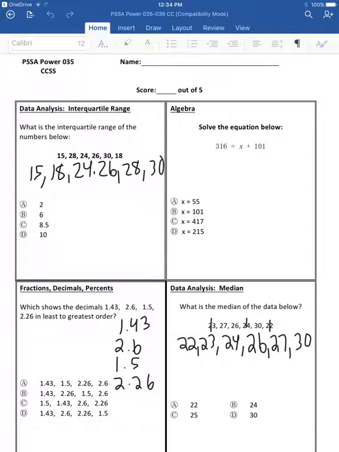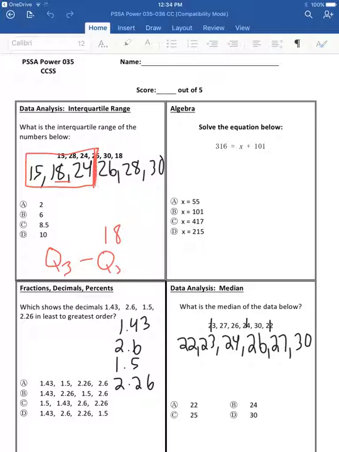So in the first problem, it says, what is the interquartile range of the numbers below? Remember, interquartile range means the third quartile minus the first quartile. To solve this one, I have to first find my quartiles, so I have to split the data in half. I already have my numbers in least to greatest order, so now I'm just going to split them in half. Since there's 6 numbers, that's 3 and 3. The first quartile is the middle number of my lower half, which is 18.